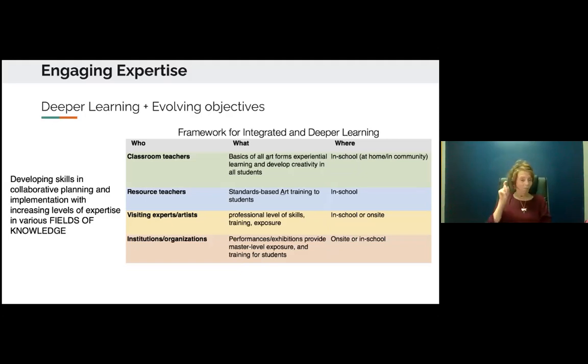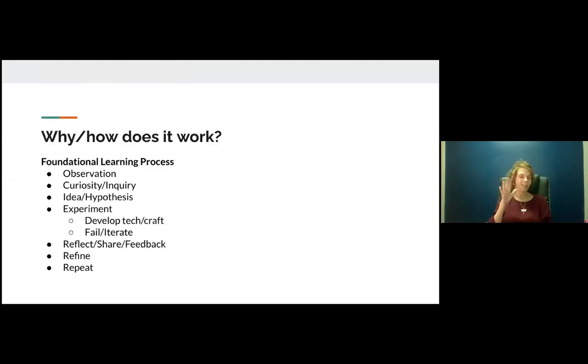And then deeper learning, I'm sure you guys are seeing this. It's a big thing in the education sector. And then evolving objectives. If you've looked at the Kennedy Center definition of arts integration, they talk about there being evolving objectives and a non-arts and an arts standard. So my approach is that the way we get deeper learning and deeper objectives is by engaging deeper levels of expertise. So that's really our core framework for that.